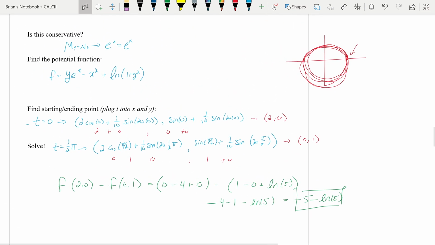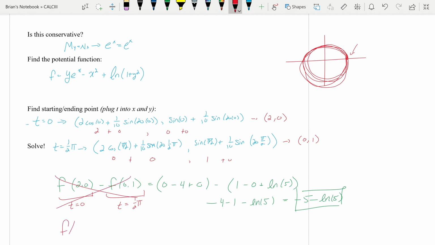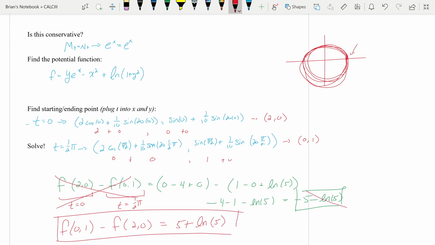Because this is t equals 0, and this is t equals 1/2 pi. We need to flip-flop these, so it should be f of 0, 1 minus f of 2, 0, which is equal to 5 plus the natural log of 5. That is the correct one. This is incorrect. Awesome. Good catch.